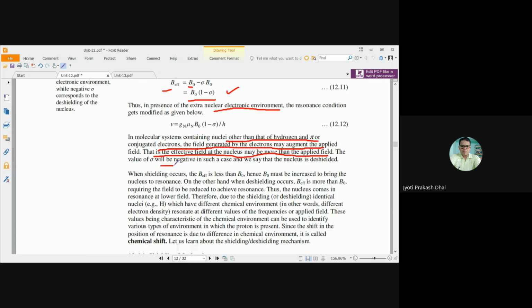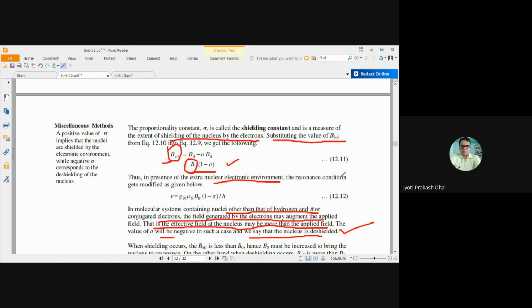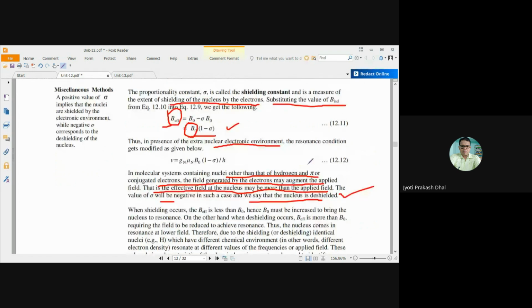So as the value of B effective will be more than the value of B naught, the value of sigma must be negative. So 1 minus sigma will become positive, and sigma will be negative. In such cases, we say that the nucleus is de-shielded. And if the nucleus is shielded, the value of sigma will be positive, and hence B effective will be less than B naught. In case of de-shielding, the value of sigma will be negative. In that case, B effective is more than B naught.